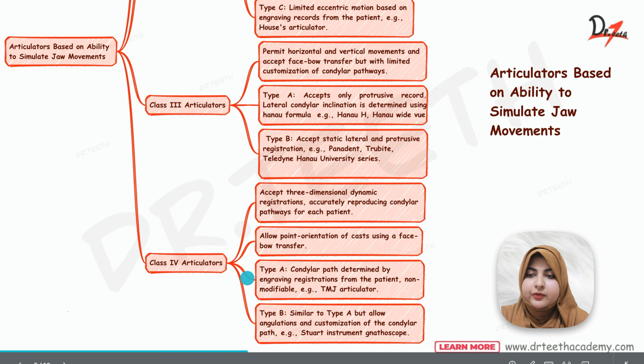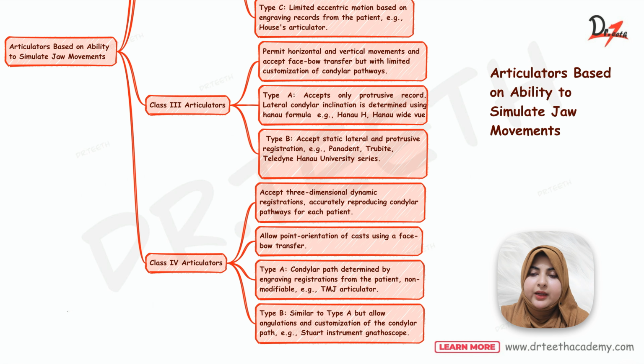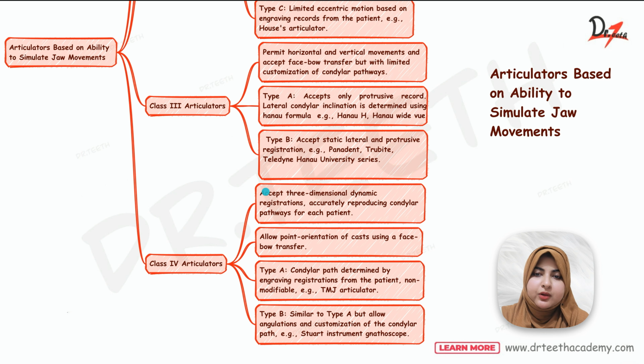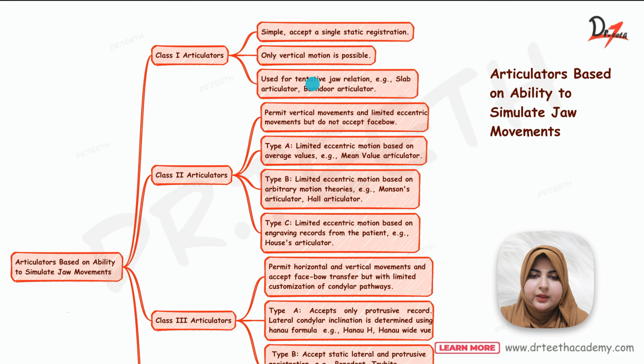So the difference between type A and type B is, in type A, you get the condylar path from the patient. It is determined by engraving registration from the patient. But in type B, it allows the customization of the condylar path. So remember the examples of each type of articulator. The most important ones for the BDS exams I've already told you. Even for the MDS exam, the type 3A for Hanau and mean value articulator, which was type 2A, right?